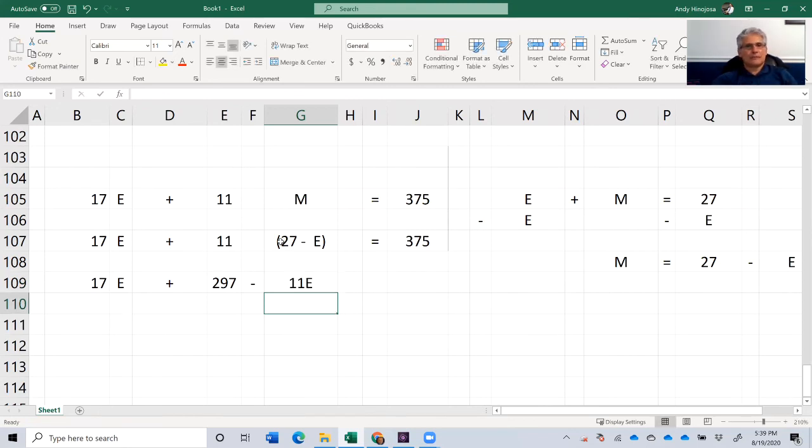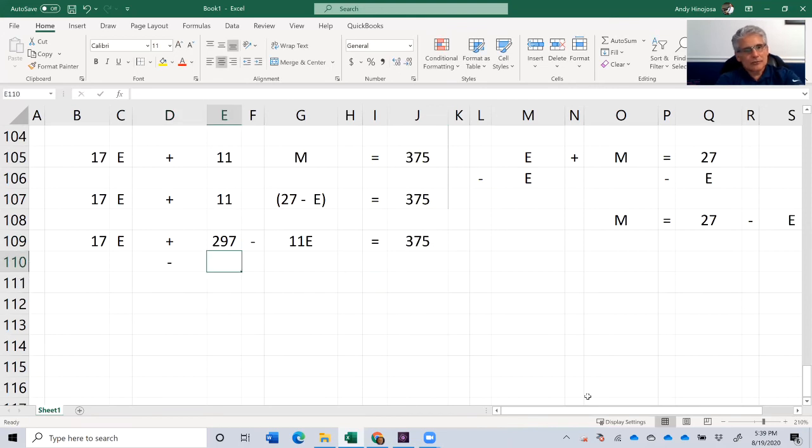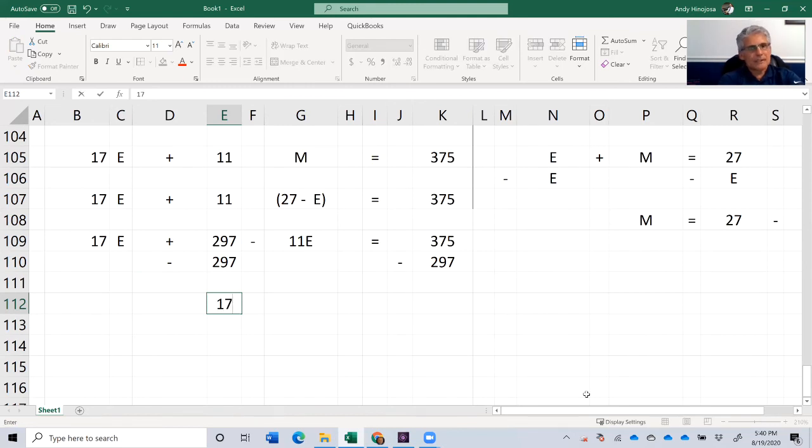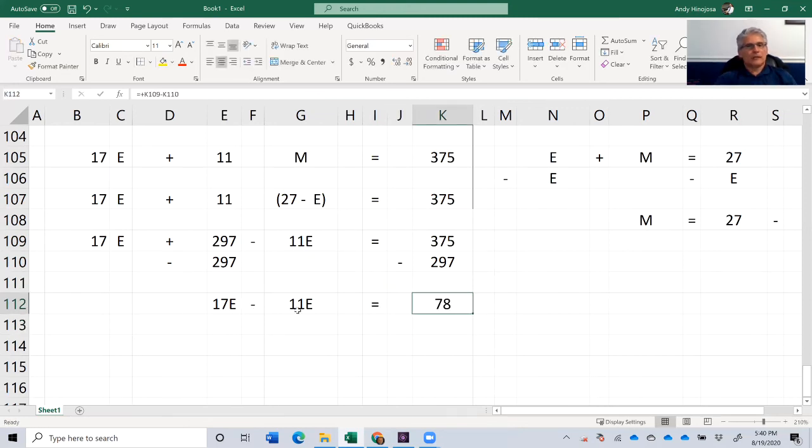Remember how we did this. We have distributive property here. 11 times 27 is 297. The minus sign is going to carry down. And then 11 times E is 11E. And all that's going to be equal to 375. From here, we'll go ahead and subtract 297 from both sides. We'll get 17E minus 11E equals 78.